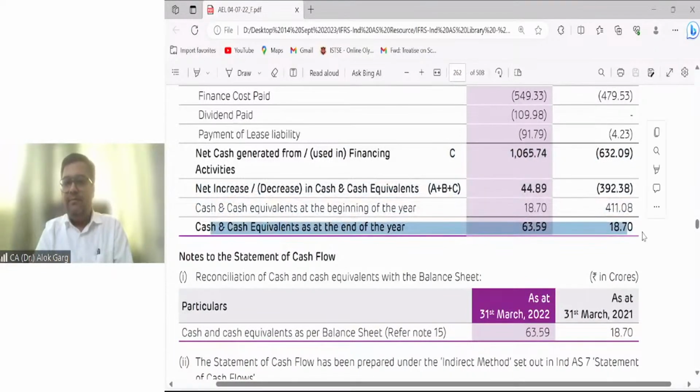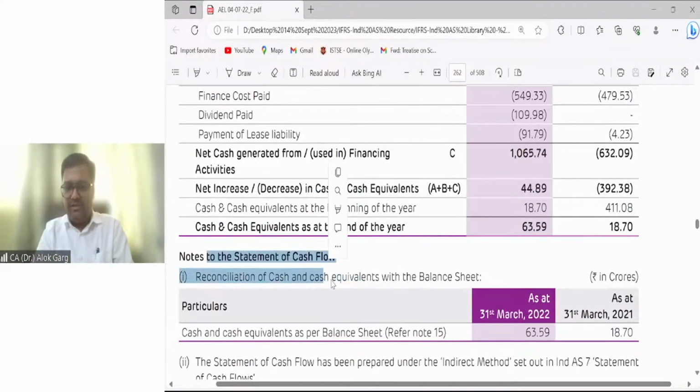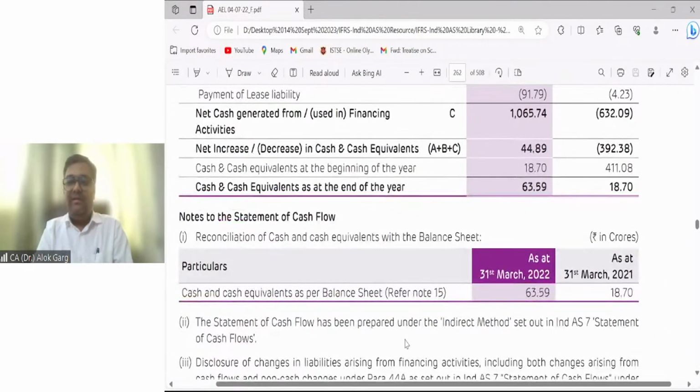So although in this company bank overdraft is not there, hence the number is the same. But they have given the notes to the statement of cash flow, reconciliation with the balance sheet, right? Cash and cash equivalent as per balance sheet. So here it is telling why? Because the bank OD is not there. Had the bank OD been there, then the same reconciliation would come and one line item, bank overdraft, would also come, and whatever reconciliation I have shown you, that will be that kind of reconciliation.